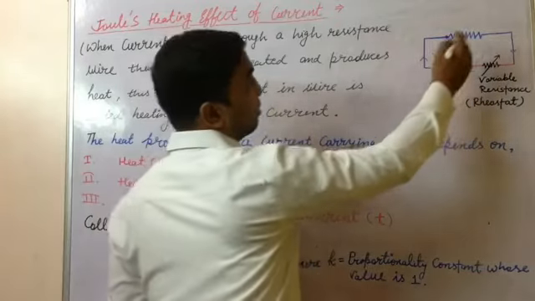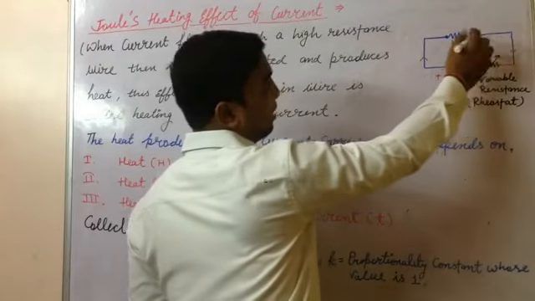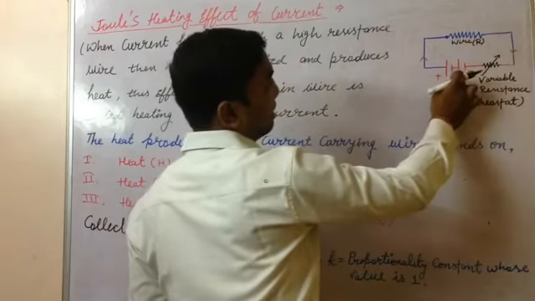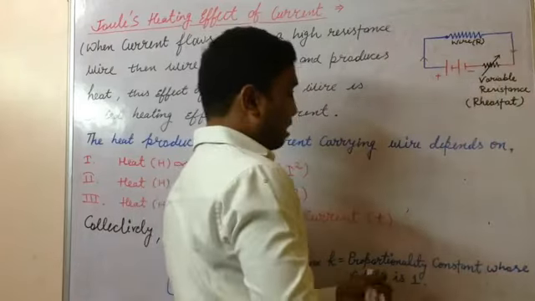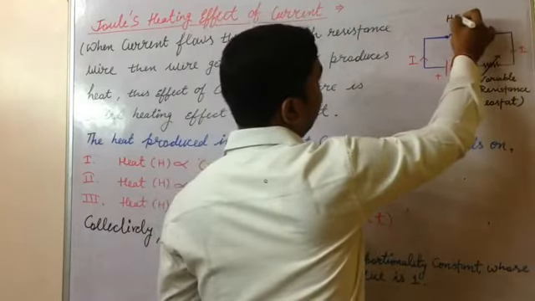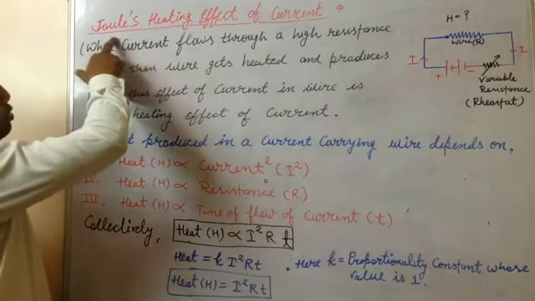So here also in our circuit, this was our wire. This is a high resistance wire, and the value of the resistance is R. That's a rheostat, that's a battery, and the current I is flowing. And here what do we want to calculate? We want H. This whole effect was given by Joule, so Joule's heating effect of current. This is the diagram that we can use.